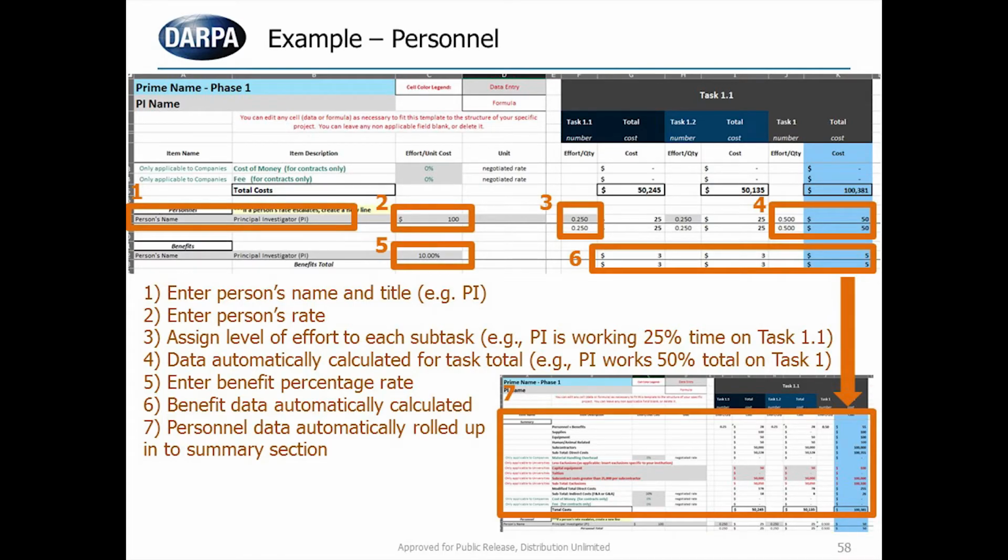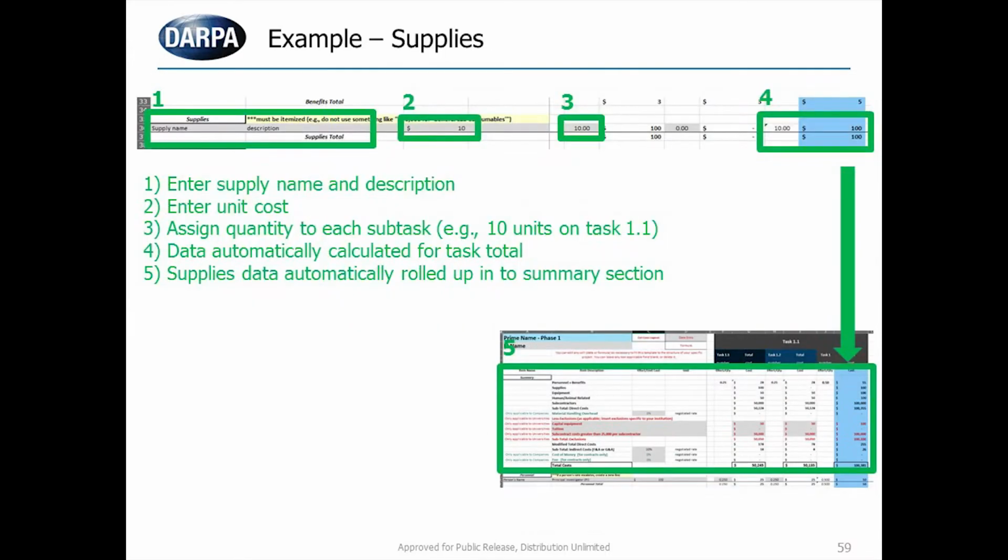By entering the PI's rate of $100 and applying 0.25 to subtasks 1.1 and 1.2, the spreadsheet is going to automatically calculate the rest of the information for the PI. And then when it comes to supplies and equipment, it's really helpful to think of this as applying a quantity to each subtask instead of a percentage. In the example provided here, the individual supply costs $10 for a unit, and 10 units are being used on the subtask, and therefore that totals $100. And so again, it's that simple logic that builds up from a foundation to make this full phase spreadsheet.